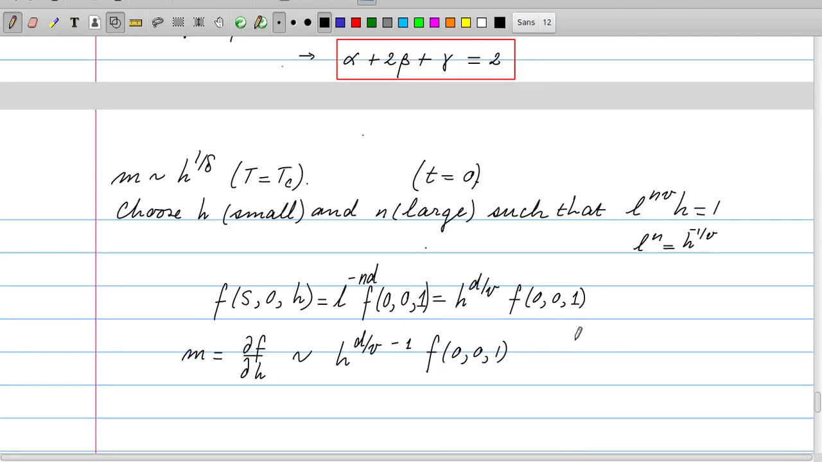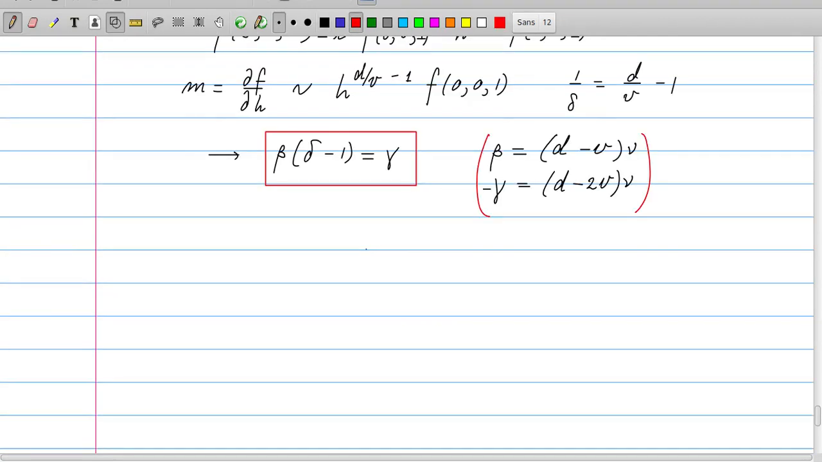Therefore, we immediately see that 1 over delta is equal to this d over v minus 1 exponent. This last relation involves still the scaling dimension v, which generally we don't know. And so in order to obtain a useful result, we have to combine that with two relations that we obtained previously, one for beta and one for gamma. And if we then combine that with this, we find that beta times delta minus 1 is equal to gamma. And that's our third scaling relation.